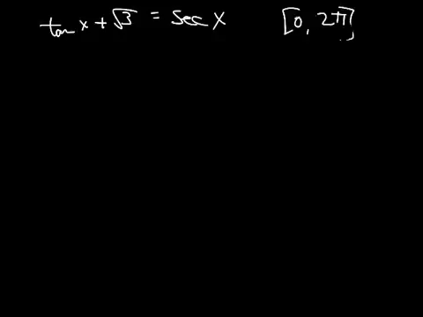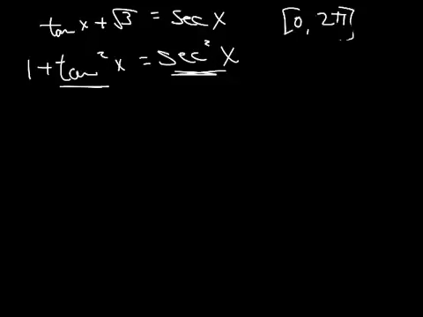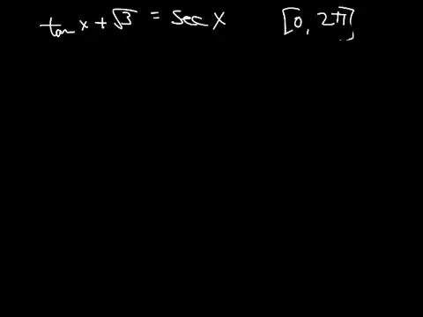So let's see what we're going to do here. We do know that tangent and secant are related to each other by, clear back in one of your other lessons, tangent squared x equals secant squared x. Okay, and they're related to each other by squares. So what the book does here is they take tangent of x plus the square root of 3, and they square both sides.